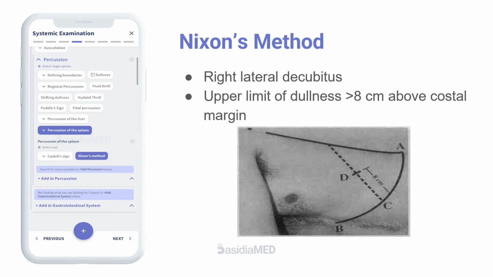Nixon's method. Patient should be positioned in right lateral decubitus. Start percussing midway along the left costal margin and proceed in a line perpendicular to left costal margin. Interpretation. Upper limit of dullness greater than 8 centimeters above costal margin indicates splenic enlargement.